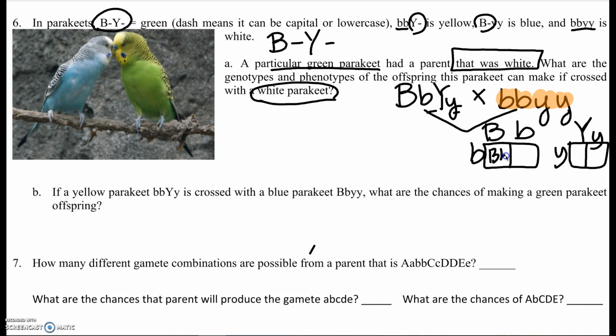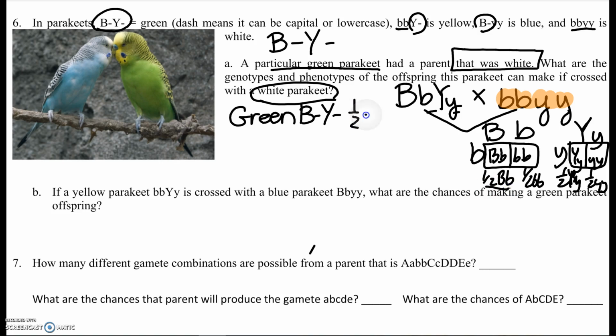So let's write out all of our possibilities. It's a 1/2 chance of big B, little b, a 1/2 of little b, a 1/2 big Y, little y, and a 1/2 of little y, little y. So that's our breakdown. Now, again, this is a little time-consuming. The chance of green parakeet offspring, big B, anything, big Y, anything, would be a 1/2 chance of big B times a 1/2 chance of a capital Y. So it's a 1/4 chance of green offspring.